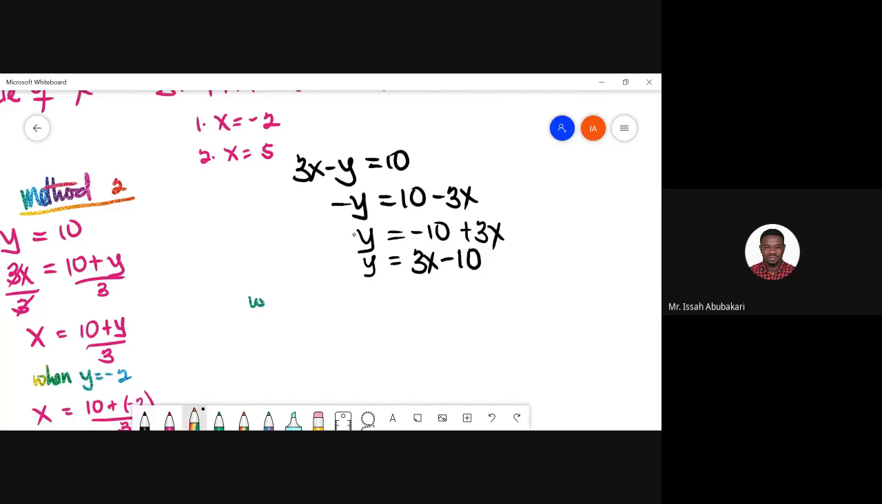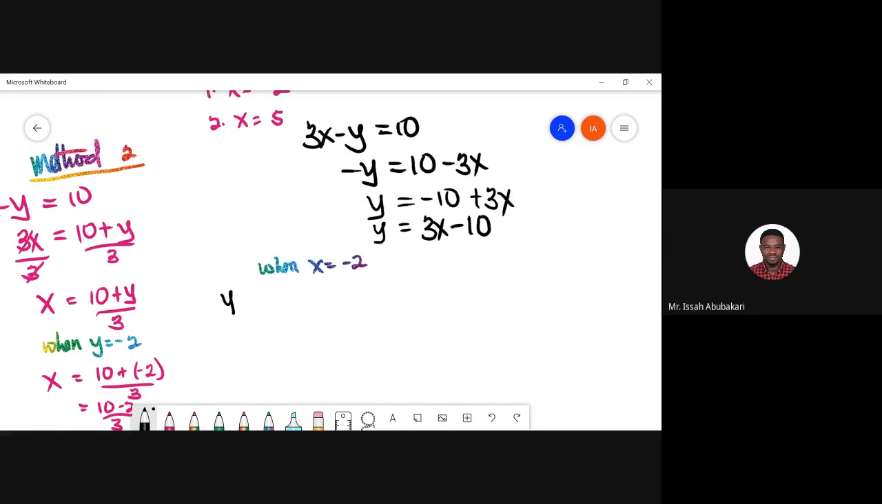When x is equal to -2, what do we get? We are going to get y is equal to 3(-2) minus 10. And then we get -6 minus 10, which is -16. So y is equal to -16.